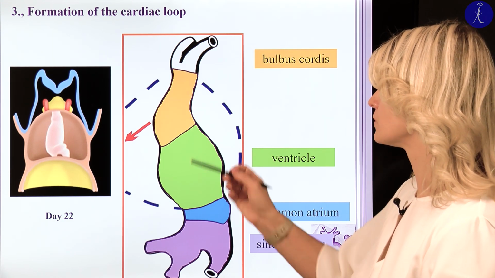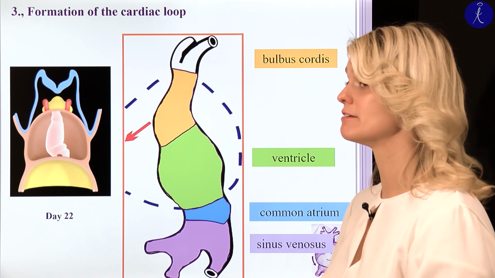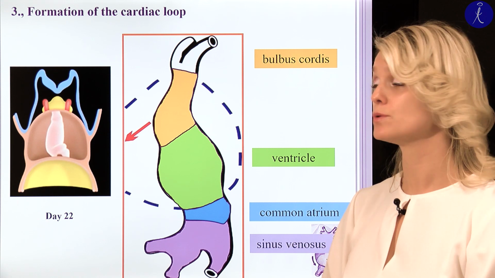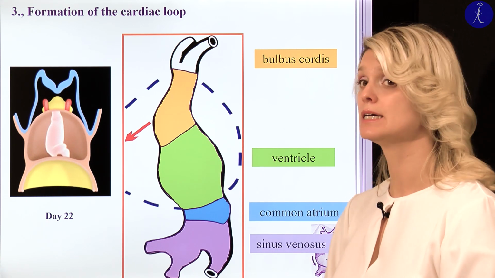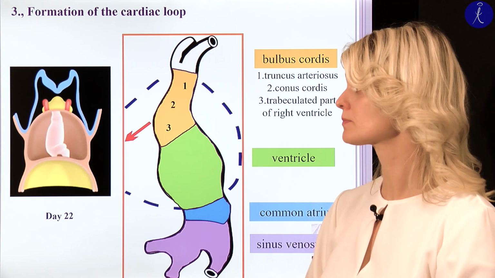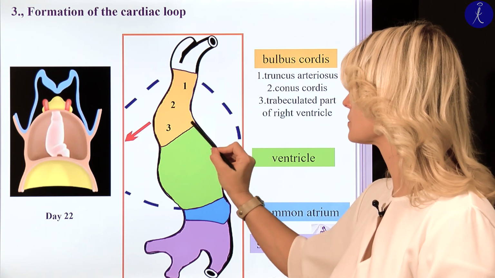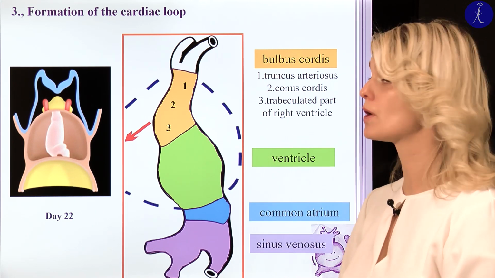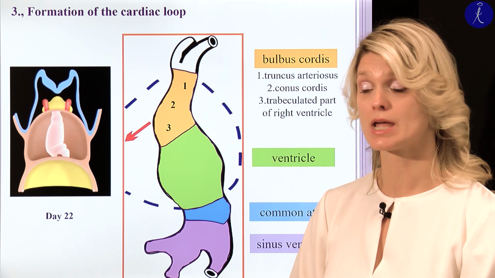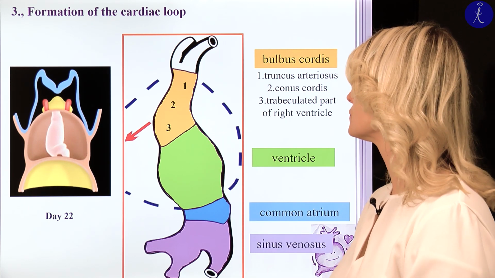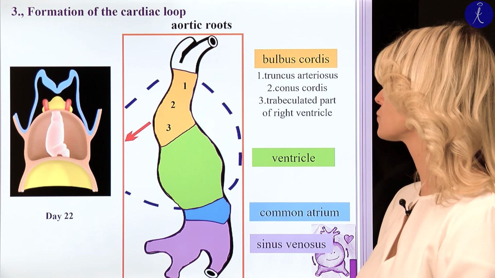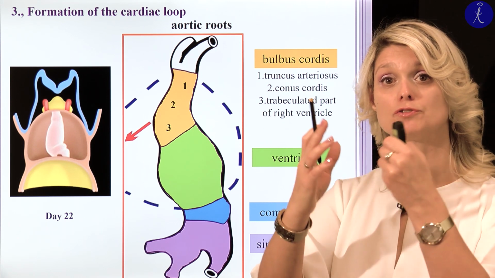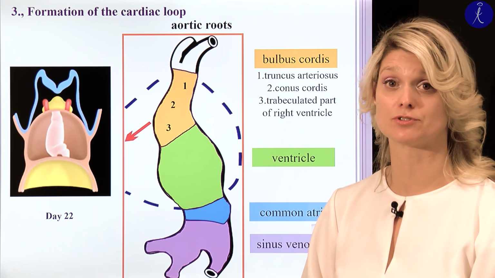And finally, the last part of the primitive heart tube is called the bulbus cordis. We can divide the bulbus cordis into three main parts. From this part, which is number 3, will develop the trabeculated part of the right ventricle. After, number 2 is called the conus cordis. From the conus cordis will develop the outflow parts of the ventricles.